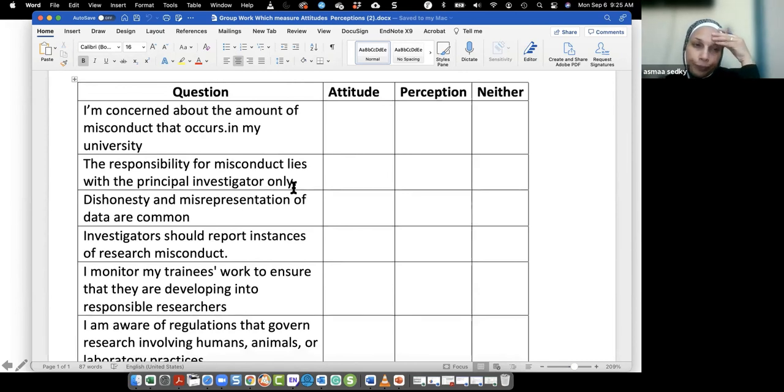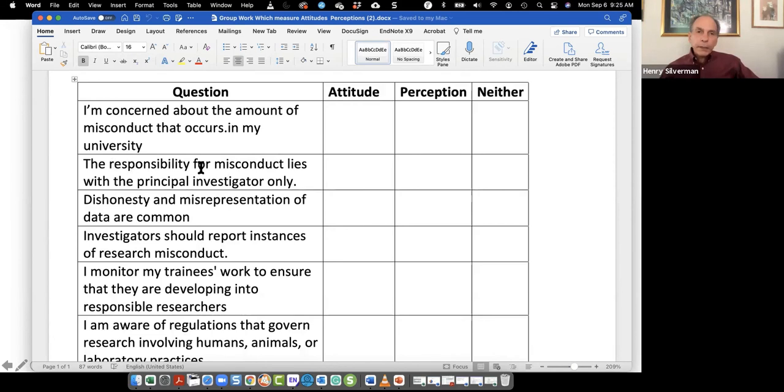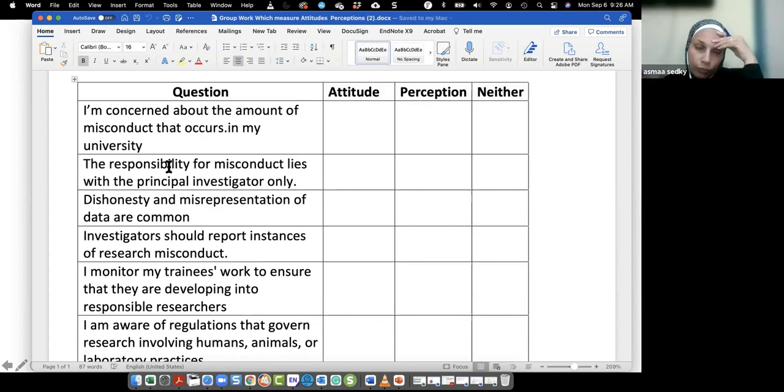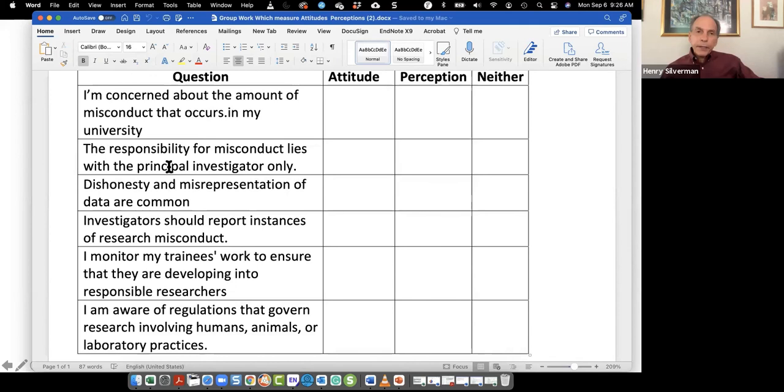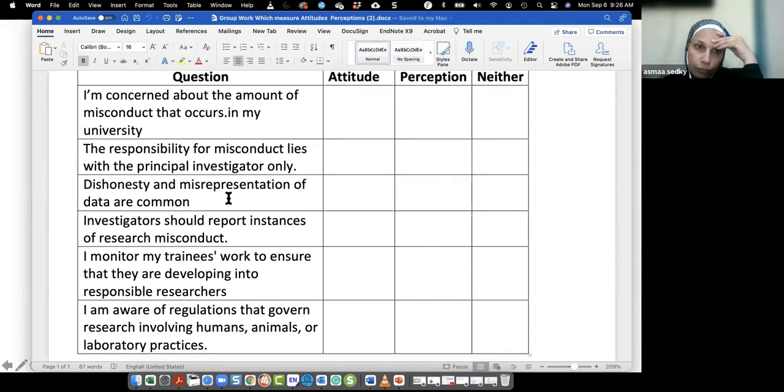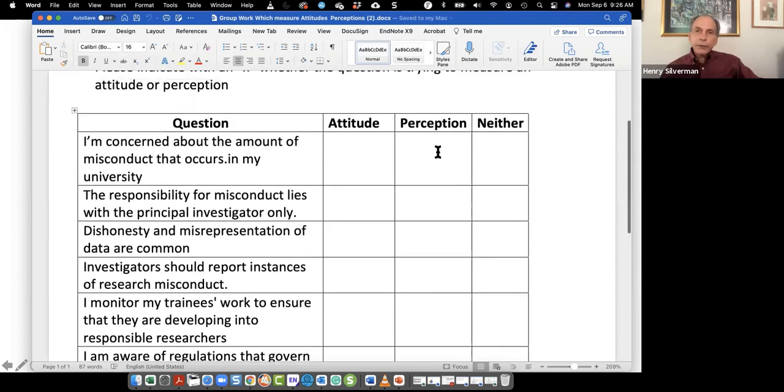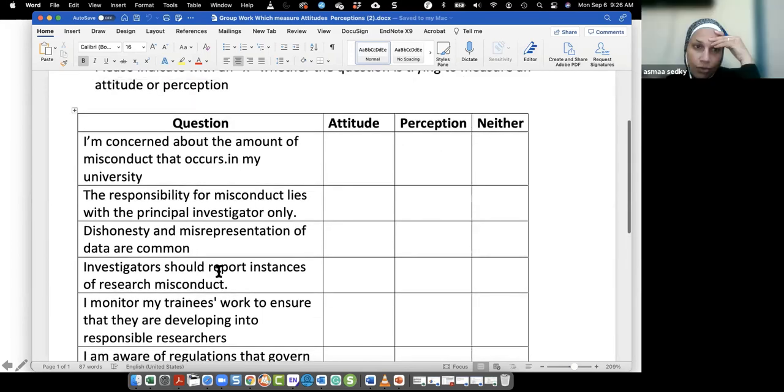Perception? No, I think the word responsibility gives an evaluative component to the statement. He's expressing an attitude. Dishonesty and misrepresentation of data are common. It's an opinion. Well, no. The choices are attitude, perception, or neither. Neither.